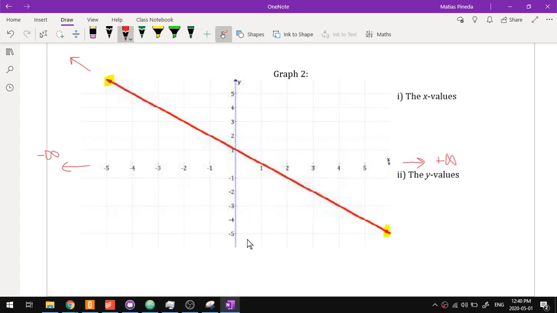Same sort of idea along the y-axis. If we continue going down, we are going to be approaching -infinity. And if we continue going up here, increasing the value of the y-axis, we're going to be approaching +infinity. So to the left, this function continues towards -infinity along the x-axis, and along the y-axis it's going to be approaching +infinity.